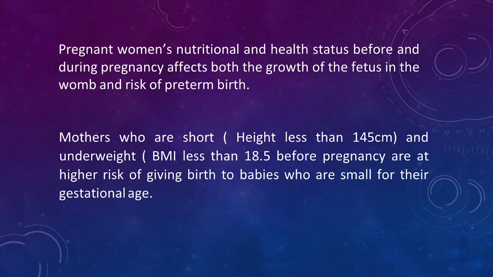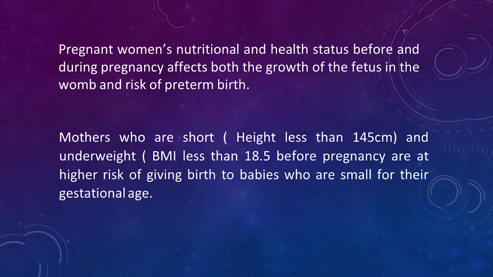So, before the planning of pregnancy, the woman's nutritional status must be observed, and the woman must take care of her own nutrition, before and during pregnancy, so she can give birth to a healthy child, and she can avoid either a preterm birth or a low birth weight baby. So, mothers who are short, that is who have a height less than 145 centimeter, that is about 4 feet and 10 inches.